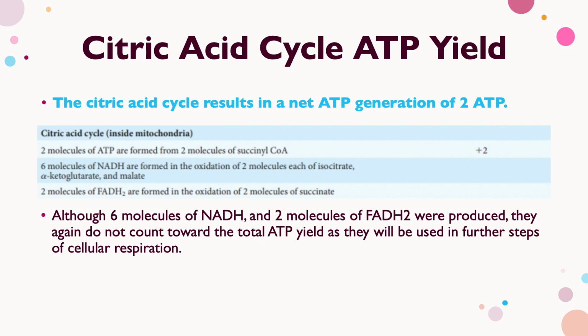The citric acid cycle results in a net ATP generation of 2, as you can see here. 2 molecules of ATP are formed from the 2 molecules of succinyl-CoA. And although 6 molecules of NADH are formed right here and 2 molecules of FADH2 are formed, I could highlight those. So we have 6 molecules of NADH and 2 molecules of FADH2. They, again, do not count toward the total ATP yield for the citric acid cycle, as they will be used in further steps of cellular respiration.